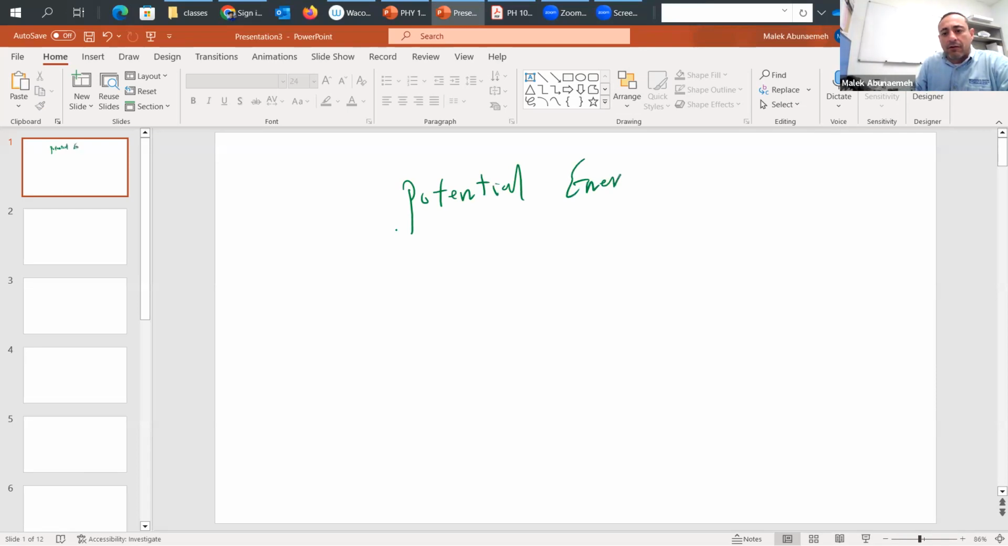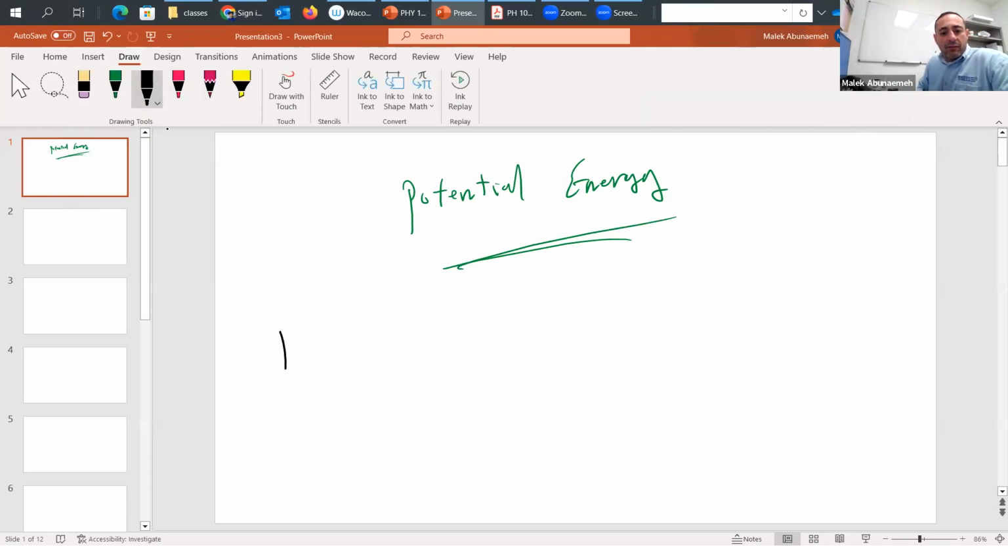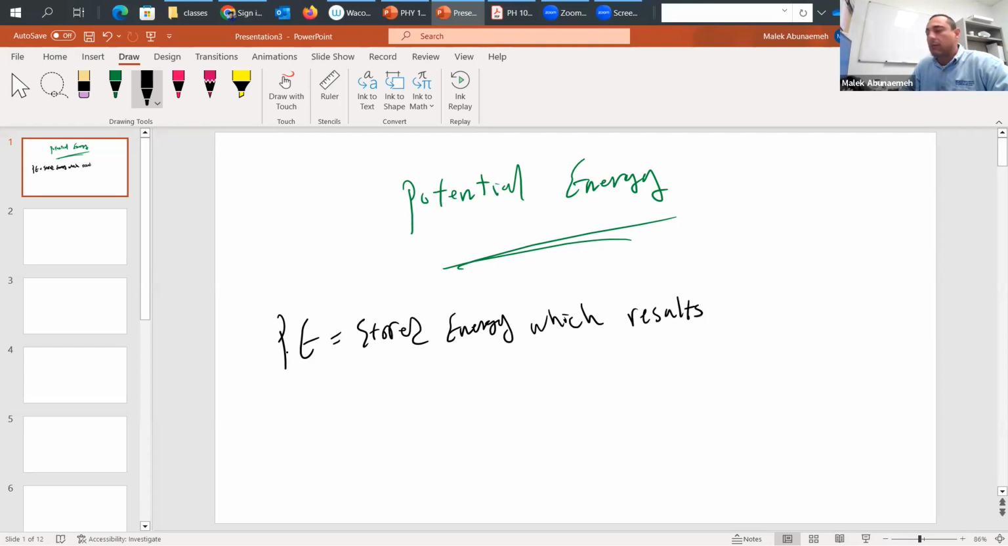Potential energy. Let me go ahead and define potential energy, which I'm going to give the letter P, as the stored energy which results from position or configuration.